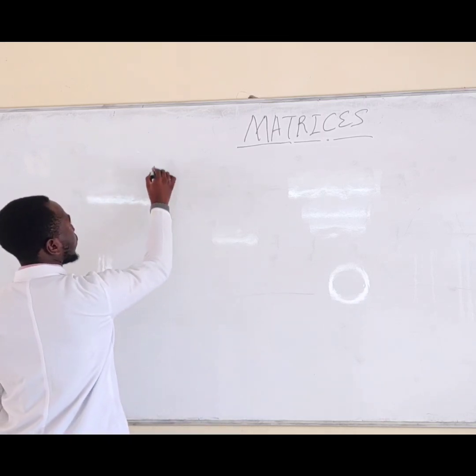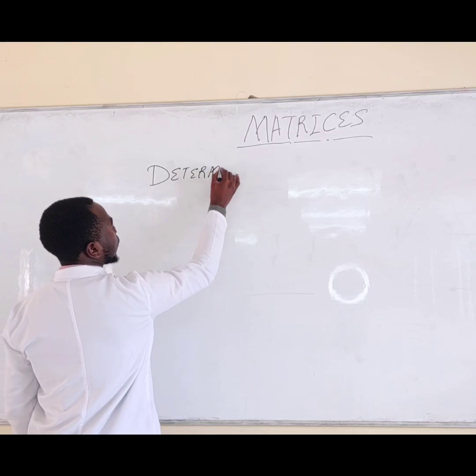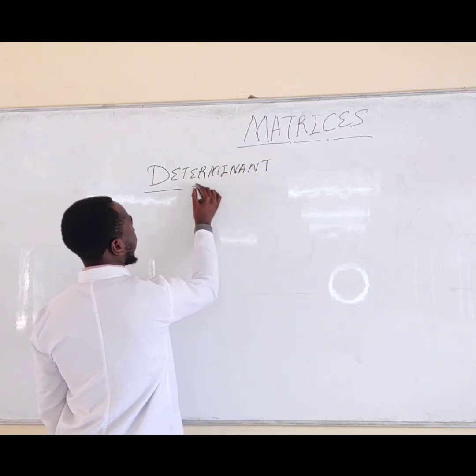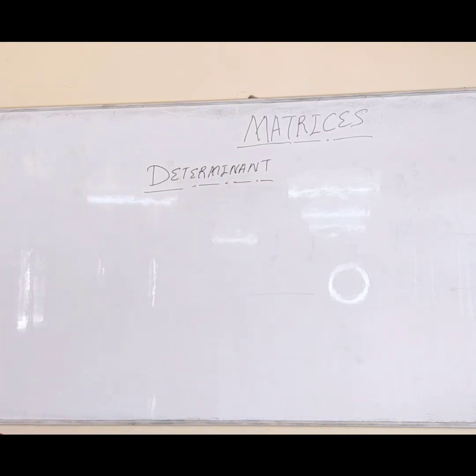The determinant of the given matrix. Determinant of the matrix. To find the determinant of a matrix is quite easy according to the given matrix. For example, you are given the matrix A to be equal to a, b, c, d, something like this.